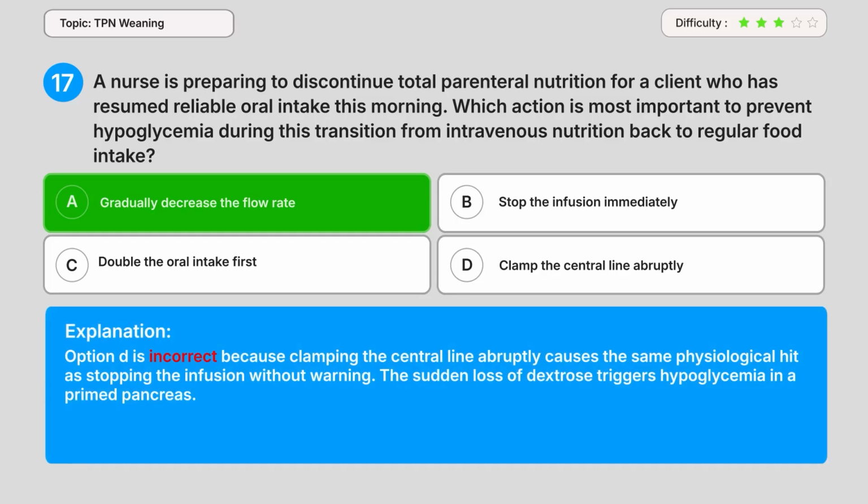Option D is incorrect because clamping the central line abruptly causes the same physiological hit as stopping the infusion without warning. The sudden loss of dextrose triggers hypoglycemia in a primed pancreas.